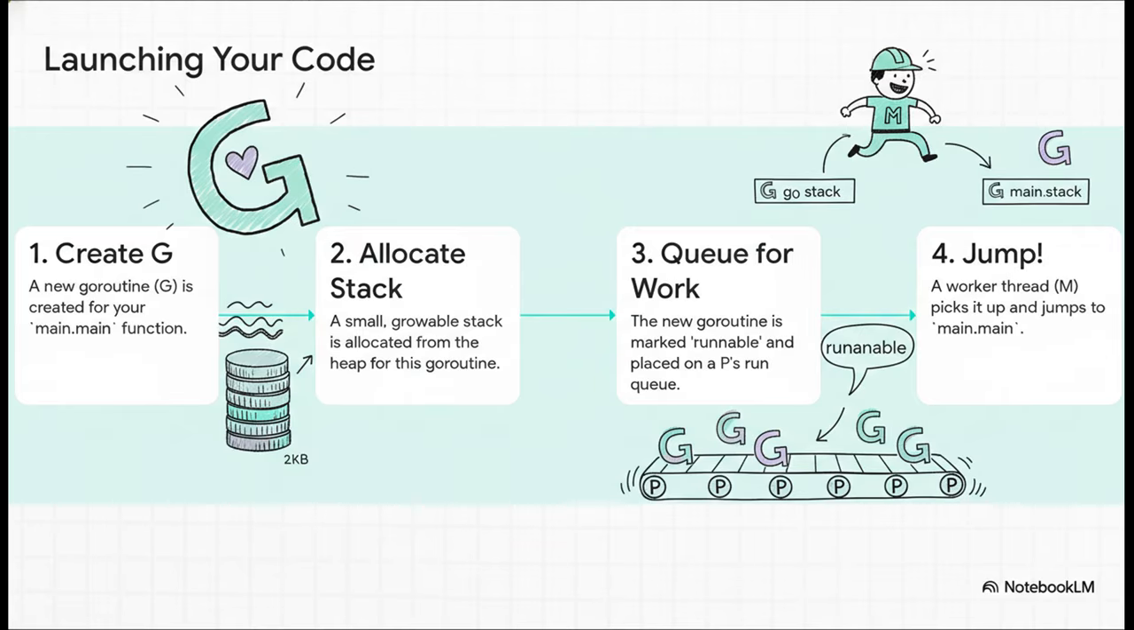The initial thread, M0, which has been driving this whole Bootstrap process on the G0 stack, now just transitions into its regular job as a worker thread. It finds the new main Go routine in the queue, it performs a context switch from that big G0 stack to the new Go routine's small stack, and it jumps to the first instruction of main.main. And at that precise moment, your code takes its very first breath.